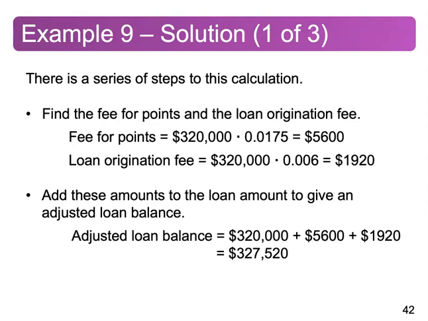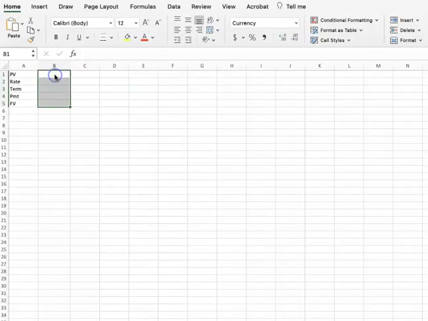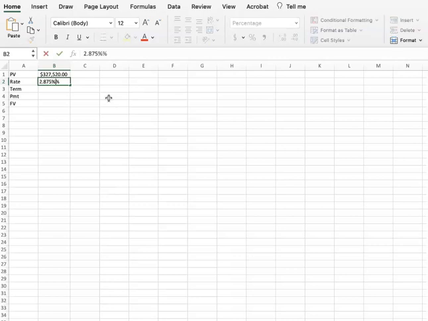So now we've got this new adjusted loan balance and we want to calculate the interest rate here. Let's set up Excel with all of the things that we've been looking for, but we're going to solve for the interest rate this time. Let's fill in what we know in Excel and solve for the rest. We will use the adjusted loan amount of $327,520, and the rate here is a 2.875 rate.